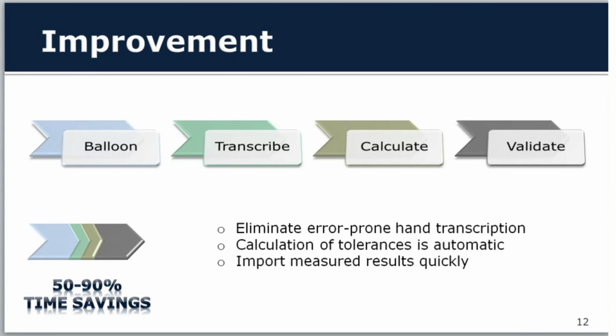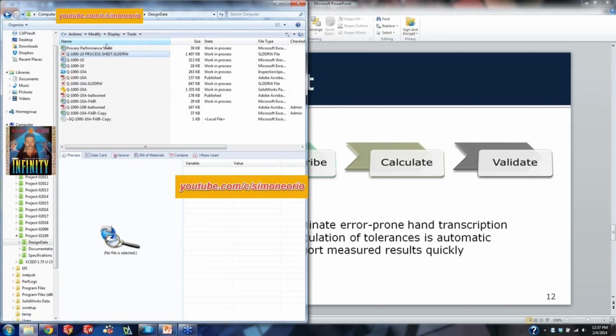Not only is it faster, it's more accurate because you're not making a mistake in hand transcribing. And the calculation of the tolerances is automatic. Now, you can do this on a PDF file, like I've shown you. You can also do it in 3D CAD or 2D drawings of a 3D CAD file, like in SOLIDWORKS. So let me go ahead and open up a process sheet drawing of that same print. I'll go ahead and open it up.